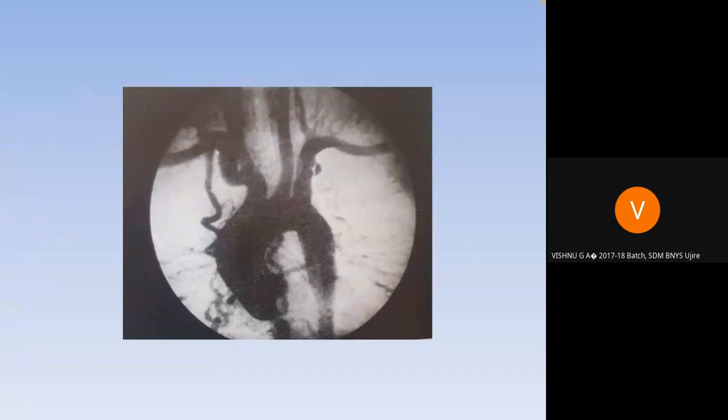This is an angiographic image where you can see the arch of aorta and its branches. Please tell me what are the branches 1, 2, and 3. If you know, you have to tell me, or you can go back and read. Brachiocephalic, subclavian. And what is the third one?